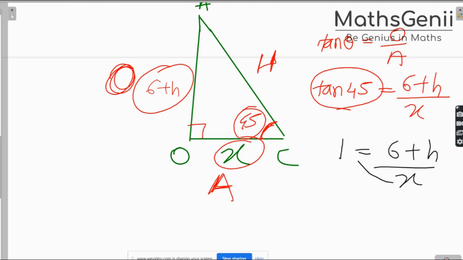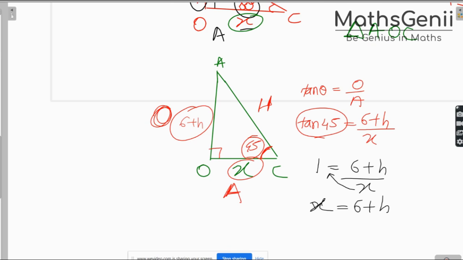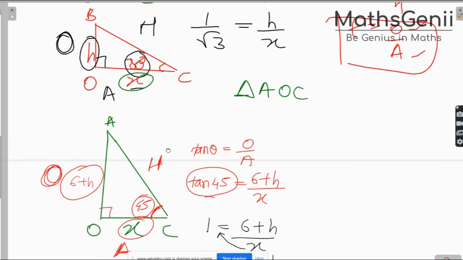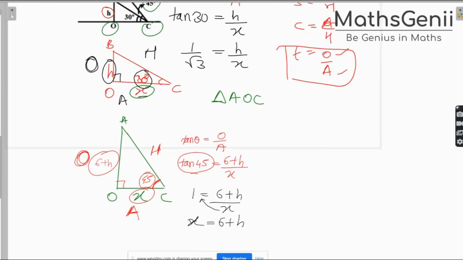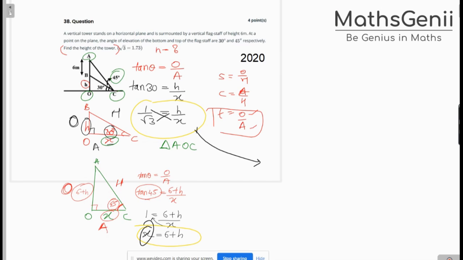So can I send this X here? 1 into X, 1 into X is X. X is equal to 6 plus H. Now go back to what I have. What I have is two equations. So students, when you look at this, I'm going to cross multiply: X into 1 is X, and root 3 into H, root 3 H.